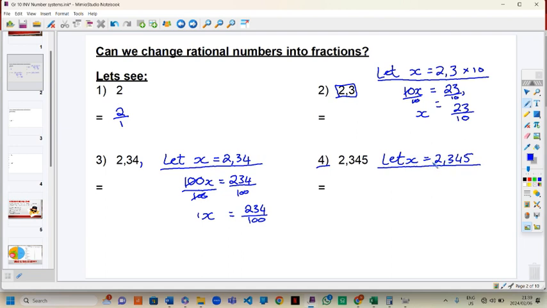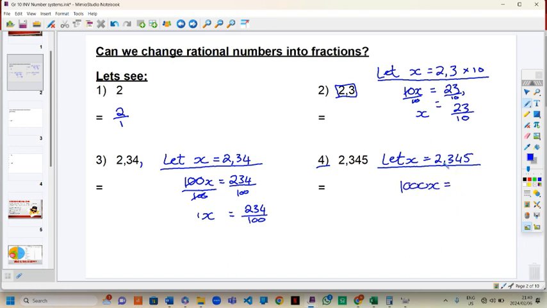No, I want to move it right to the end. Okay, far right. So how many times am I moving that comma? 1, 2, 3. So what am I multiplying by? Yeah, 3 zeros. Good. 1,000.